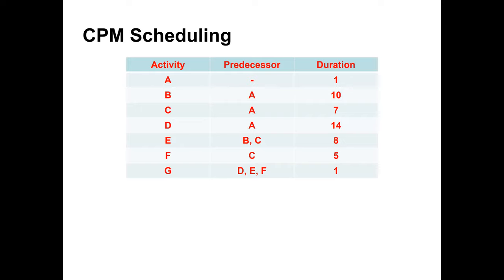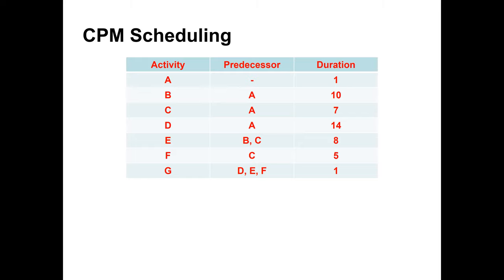Now we have a list of activities, A, B, C, D, E, F, G, and we have the predecessors, the previous activities. Earlier we wrote IPA, immediately preceding activity. We can also just call these predecessors. Activity A's predecessor is nothing, for B it is A, for C it is A, for D it is A.